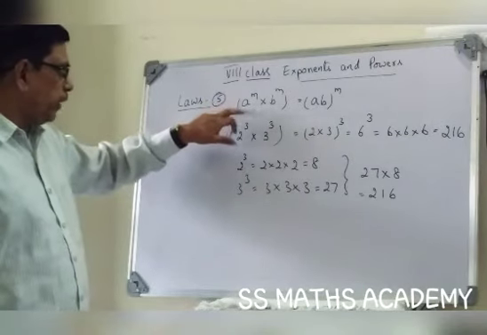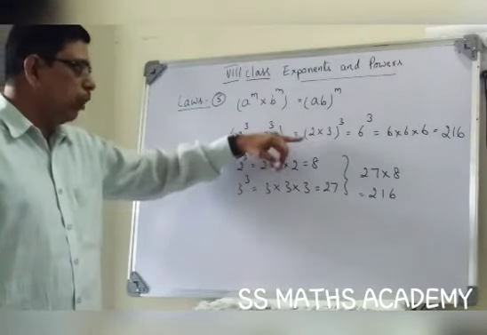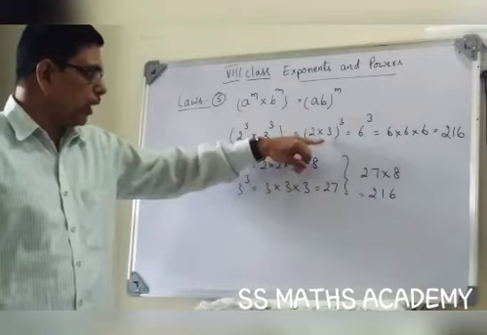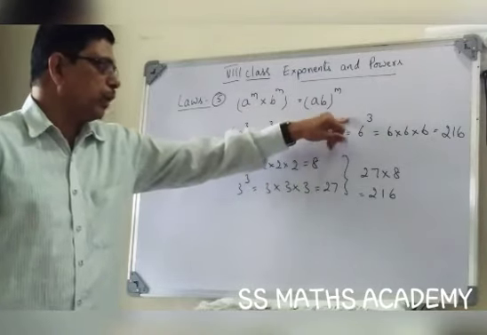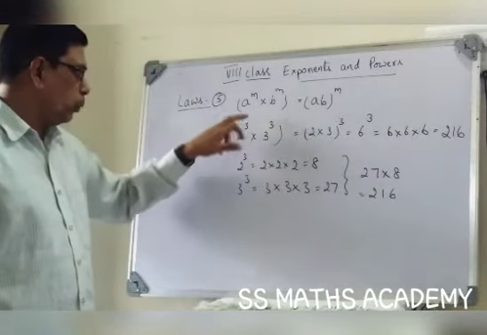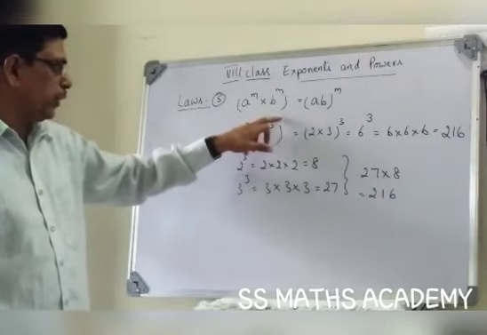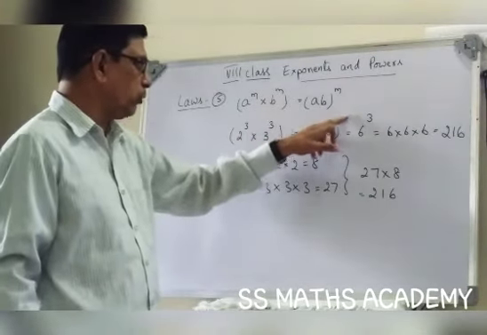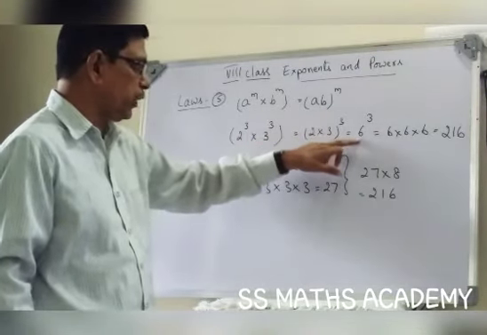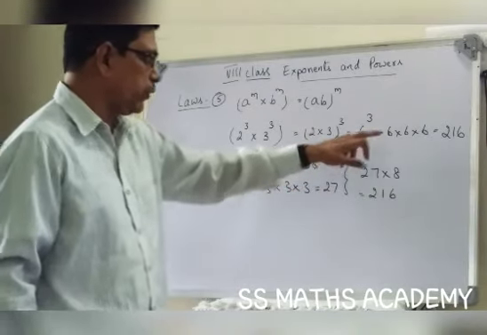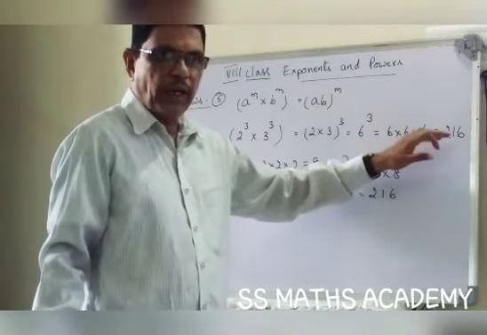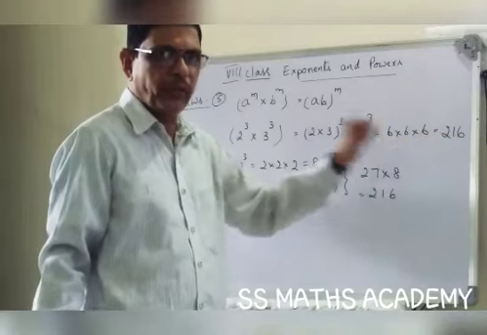So for different bases with the same power, we have to multiply the bases and keep the power here. 2 to the power of 3 into 3 to the power of 3 is equal to 2 into 3 whole to the power of 3, that is 2 into 3 is equal to 6. 6 to the power of 3 means 6 is multiplied 3 times, so we get 216. Have a look.